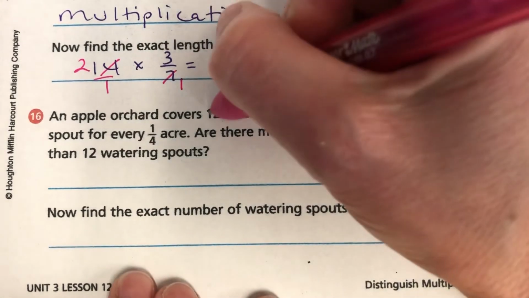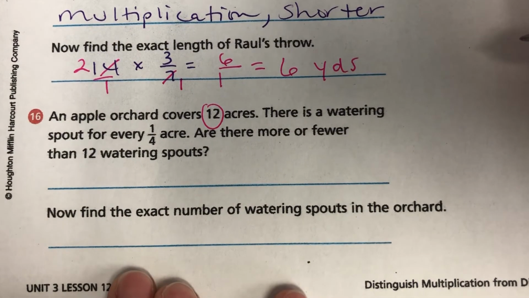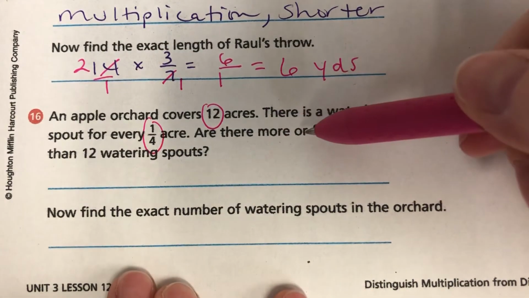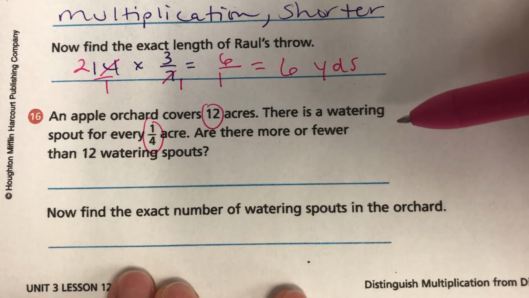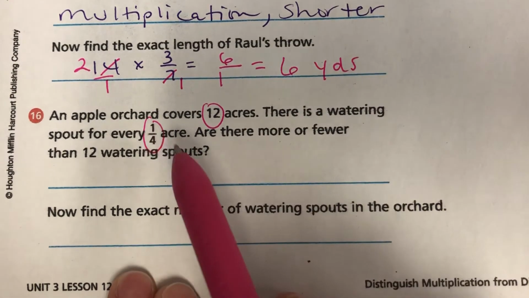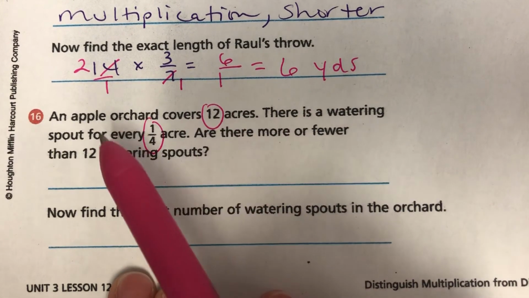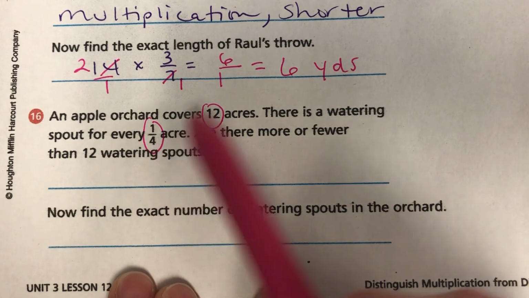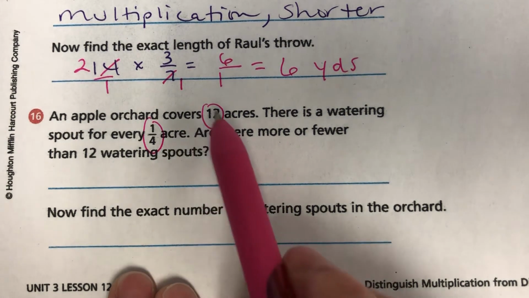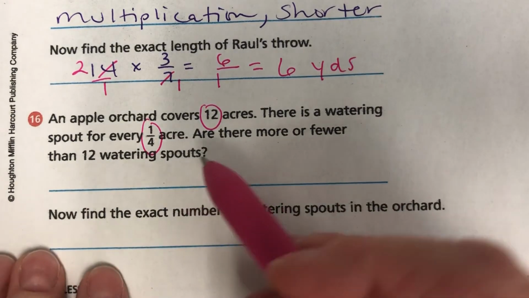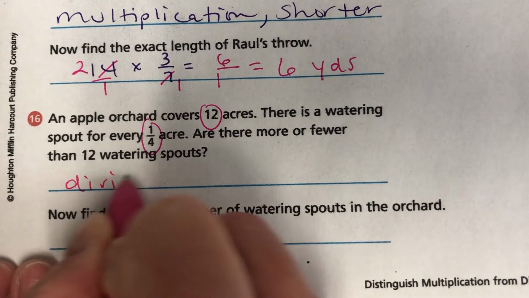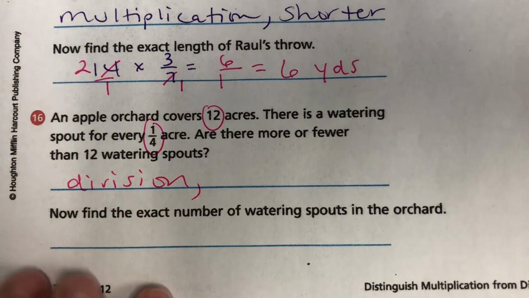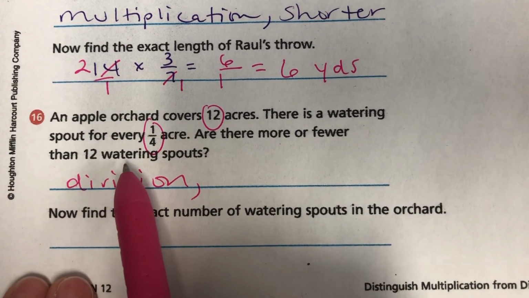An apple orchard covers 12 acres. There is a watering spout for every 1/4 of an acre. Are there more or fewer than 12 watering spouts? So we have to ask ourselves, is this multiplication or division? Well, it says that there's a total of 12 acres, and there's a watering spout for every 1/4 acre. So we want to see how many 1/4 there are in 12. We're dividing that 12 up by 1/4. So this is division. I'm going to go ahead and write that down. Division, you should too.